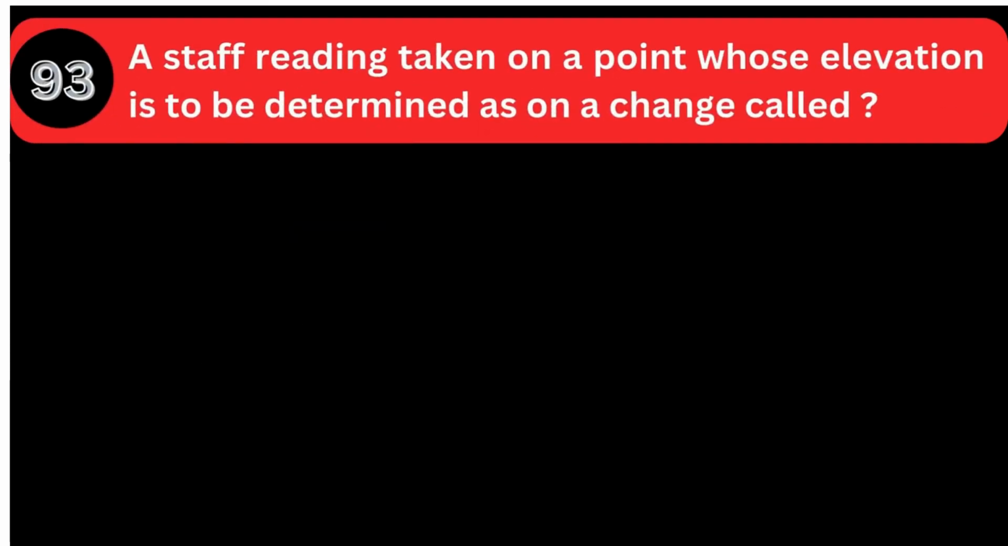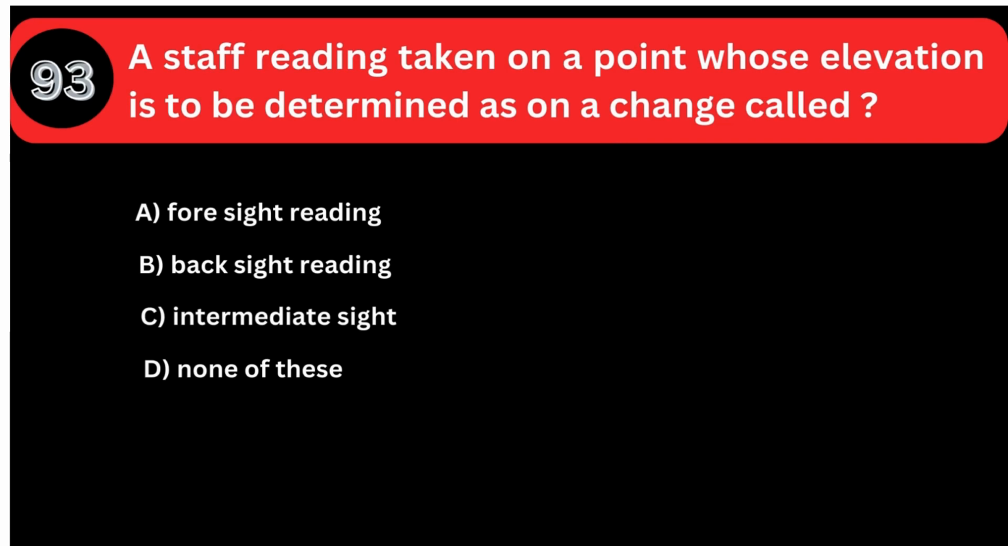A staff reading taken on a point whose elevation is to be determined, as on a change point, is called. Options A. Foresight reading. B. Backsight reading. C. Intermediate sight. D. None of these. Answer A. Foresight reading.